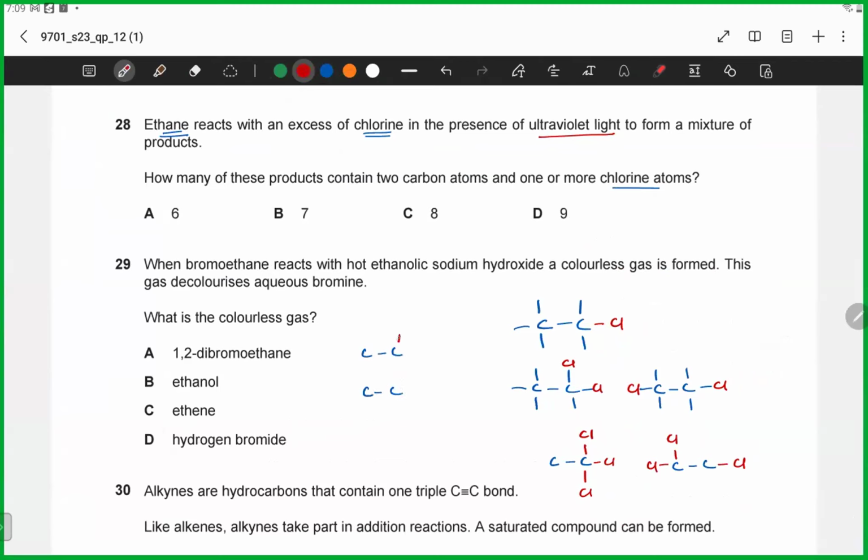Then you can have 3 Cls on one, and 1 Cl on the other, or you could have 2 Cls on one and 2 Cls on the other carbon atom, ठीक है, तो 4 Cls का ही होगा। अच्छा, what if the molecule has 5 Cls? Then you only have one option, which is 3 on one of the carbon atoms and 2 on the other carbon atom, ठीक है। Lastly, you can have 6 Cls as well. तो उसका भी एक ही ऑप्शन होगा that all of them get substituted.